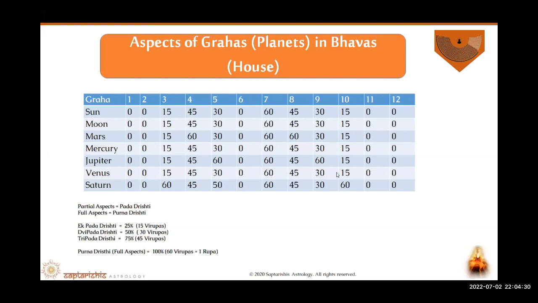I think this aspect topic is clear to you all. Your homework is to tell me the logic of the seventh aspect of the Sun, Moon, Venus, and Mercury.